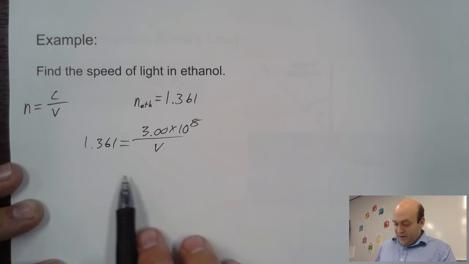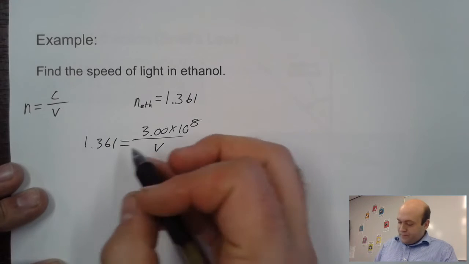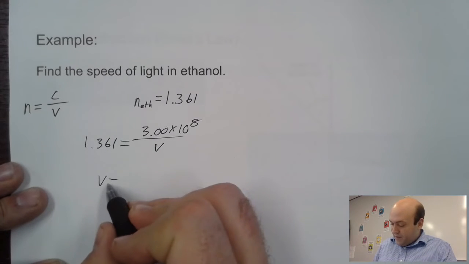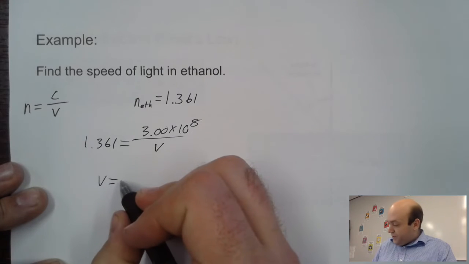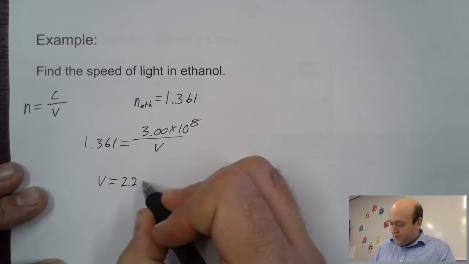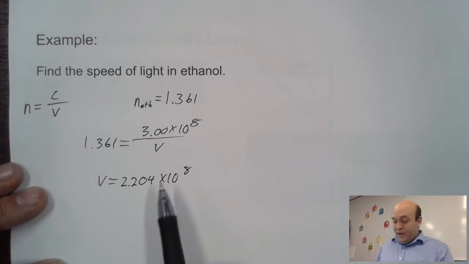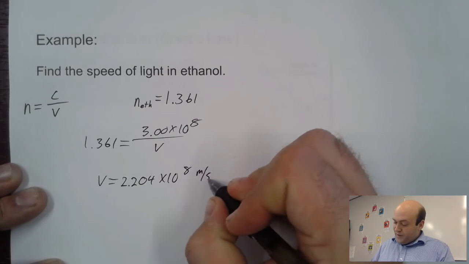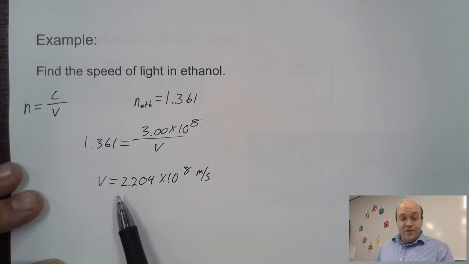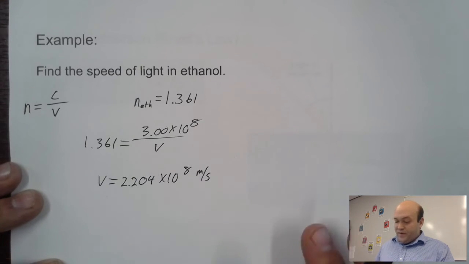So I just have to multiply that velocity across, divide by 1.361, and I can come up with my speed of light in ethanol. If I do that in the calculator, 3 times 10 to the 8th divided by 1.361, I should get 2.204 times 10 to the 8th. Okay, so a slower speed than it would be in vacuum. I should have meters per second on there. So it has slowed down, still going incredibly fast, but it has slowed down by not quite a third.